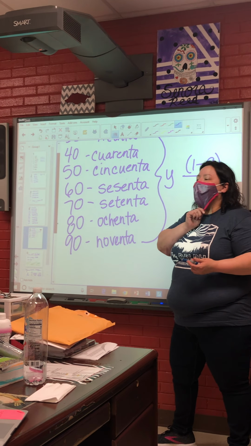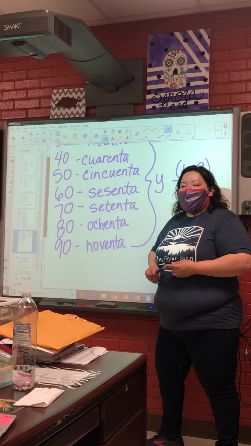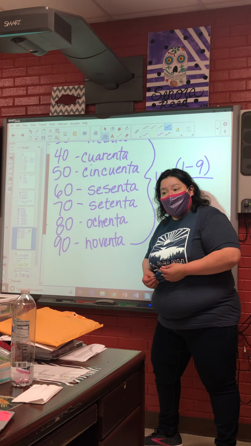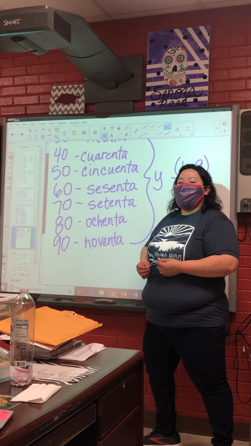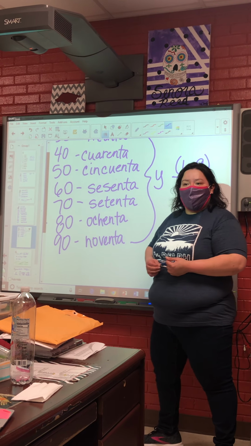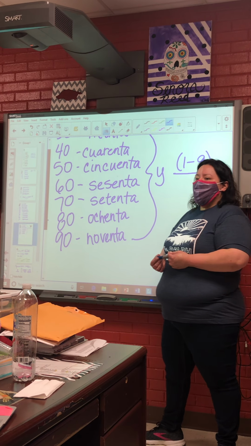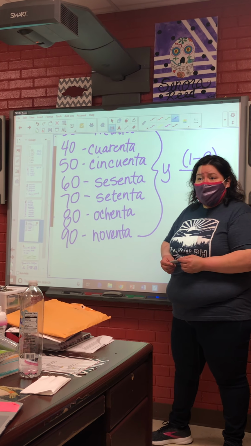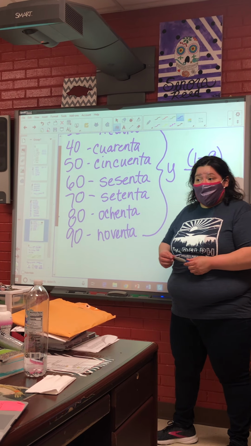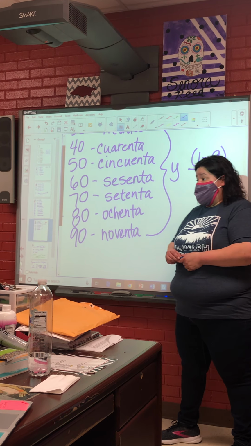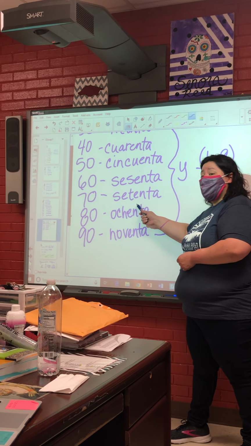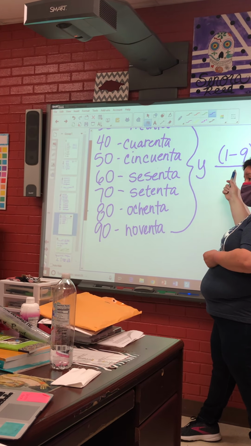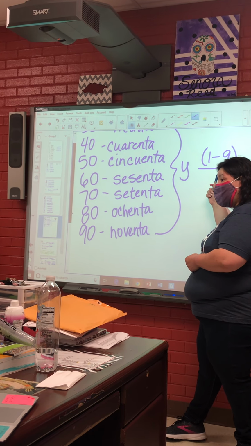What if my dad is, let me see, my dad is 61. So then, how would we say 61? Okay. The year I was born is 78. How would we say 78? Setenta y ocho. 78.